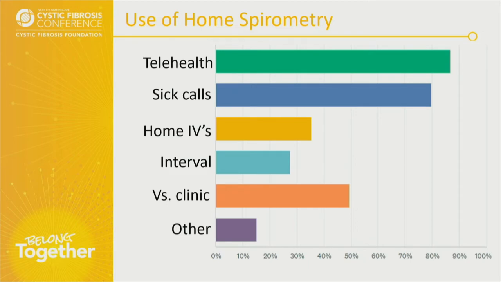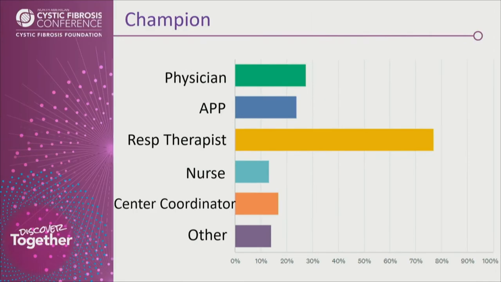And then some people were bringing the spirometers into clinic to get a good sense of, okay, at home I'm blowing at 87, at clinic it's at 85, or that type of thing. And then if you did have a home spirometry program, we wanted to get a sense of who was the champion or point person for that. By and large, it was respiratory therapists, but you can see there's a good number from other disciplines as well.